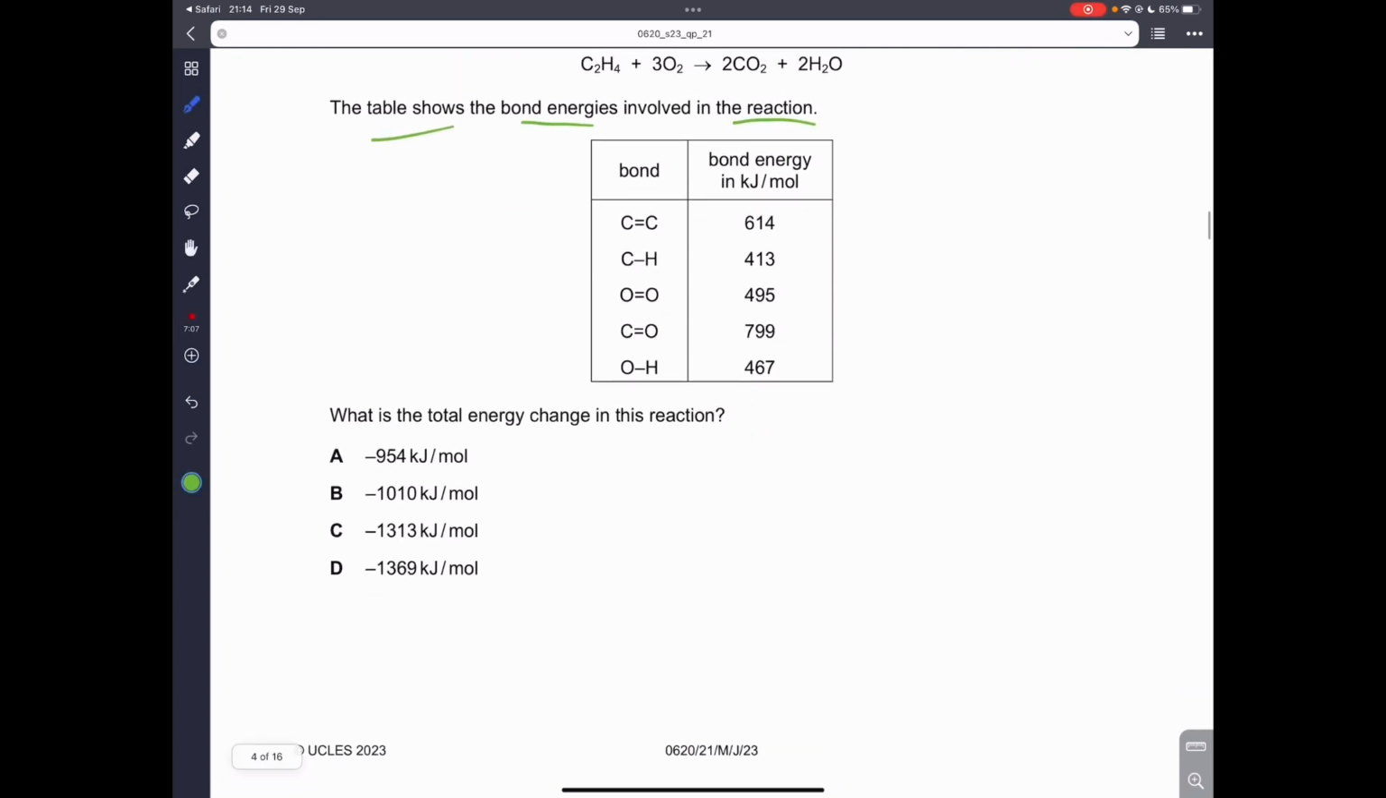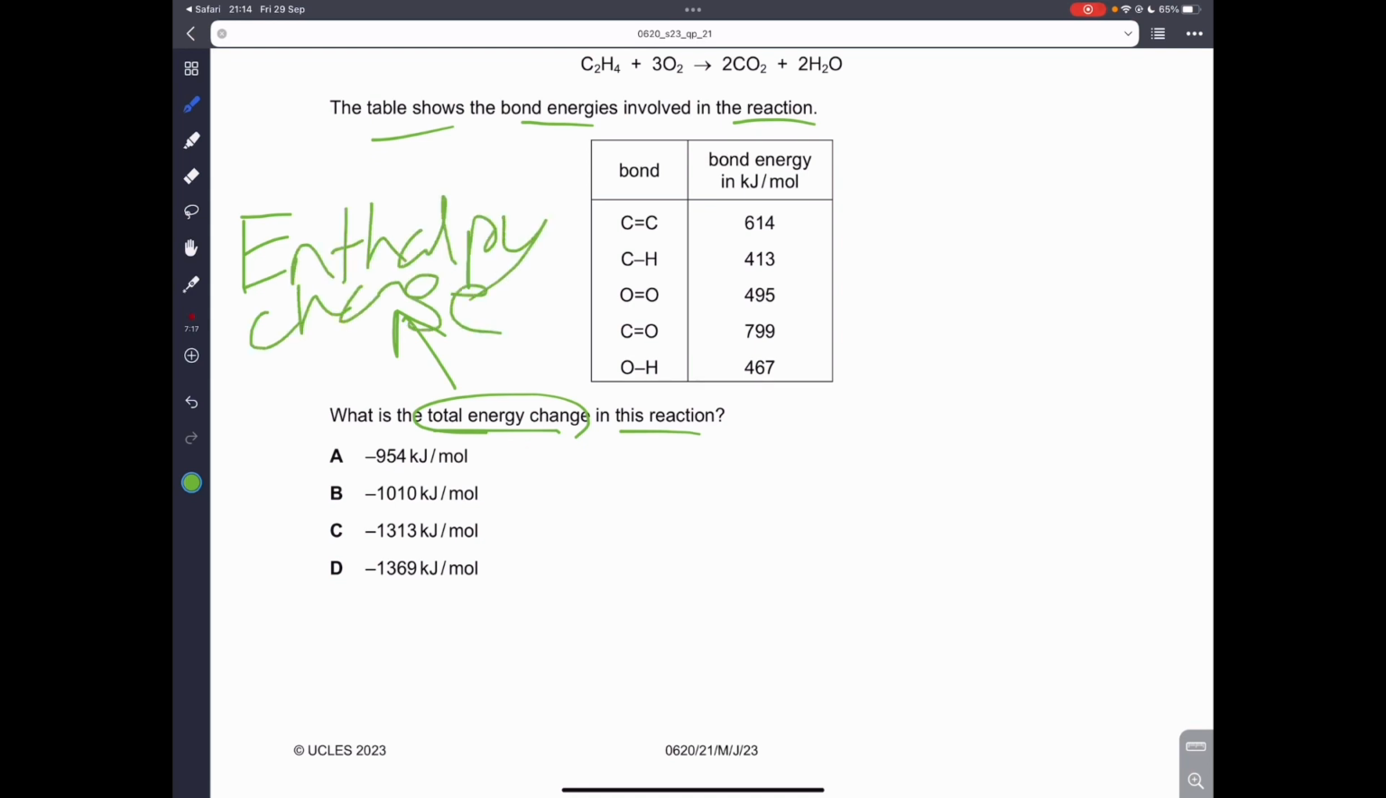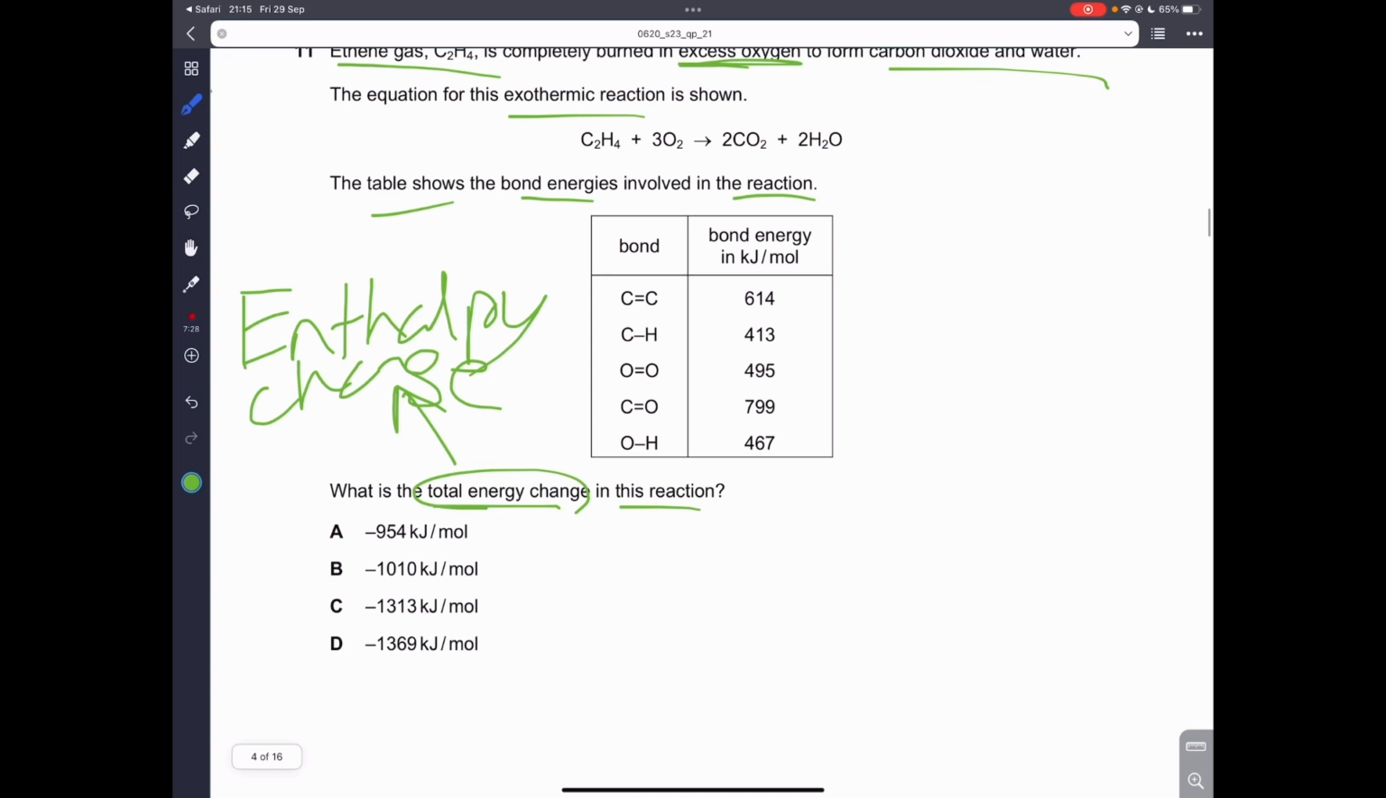Now what is the total energy change in the reaction? Sometimes they will also call it enthalpy change. So you have to know the words that you're using are basically the same. Total energy change means the overall enthalpy change of the reaction. Now obviously this is an exothermic reaction, they already mentioned it, so your delta H, or enthalpy change or total energy change, has to be a negative value because heat is being released. So basically we have to break the bonds first.